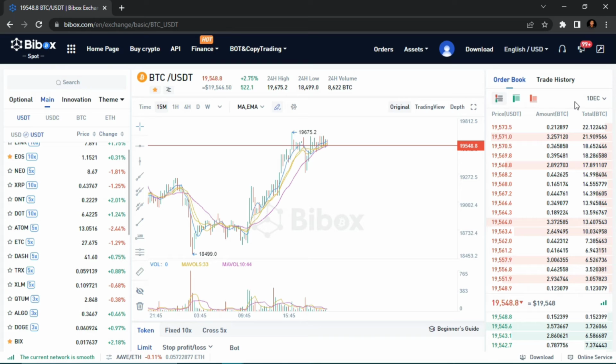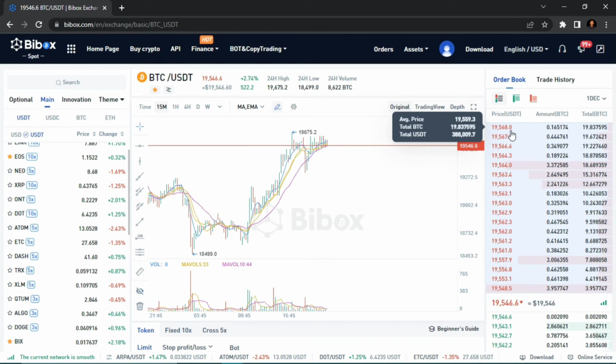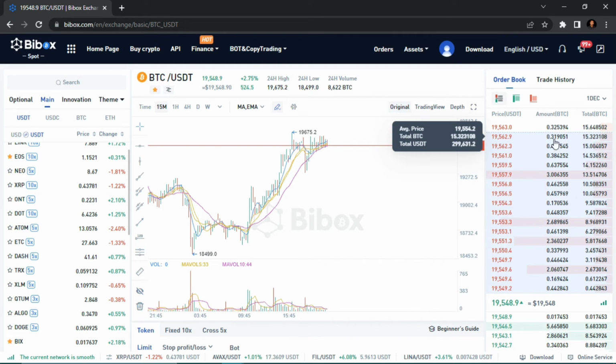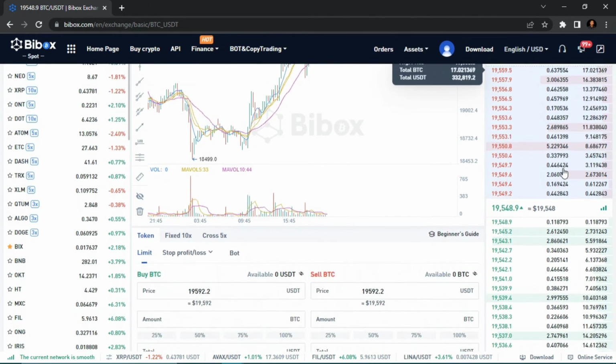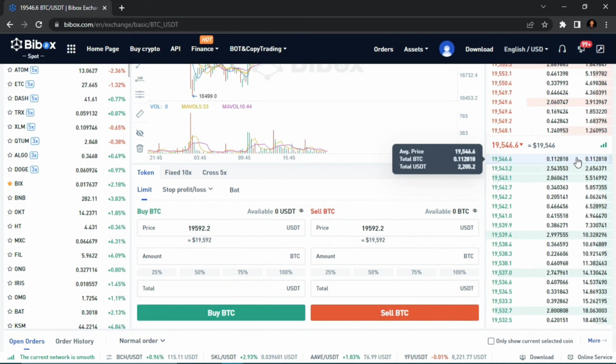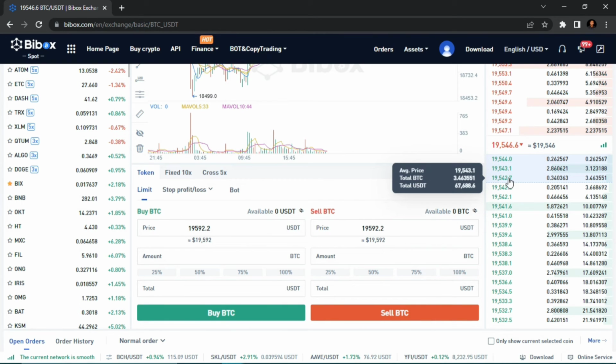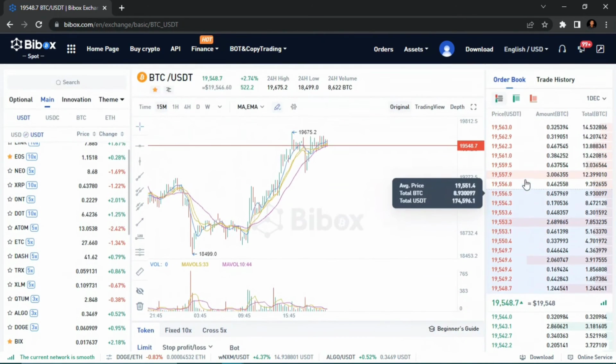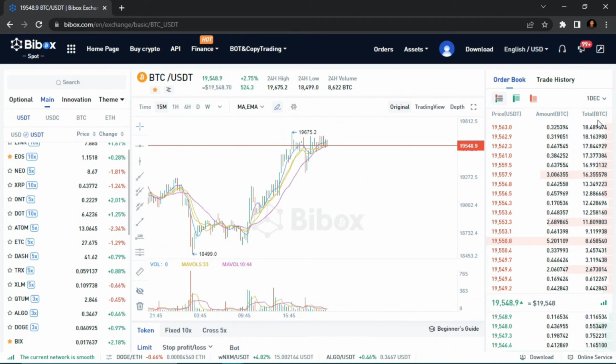In the order book section, we have the sell orders and the buy orders. For the sell orders, the red here is showing the price at which BTC is being sold. Like someone just sold BTC at this particular price, so you just keep refreshing. Then the green shows the price at which BTC is being bought at the moment, and also the amount of BTC, and the total BTC when this transaction happened.